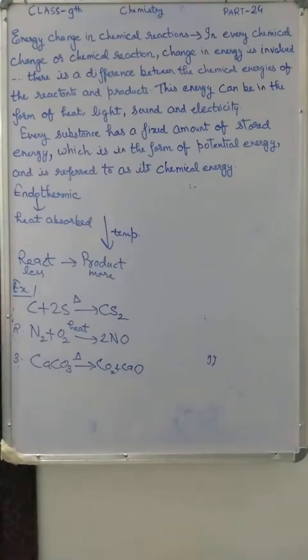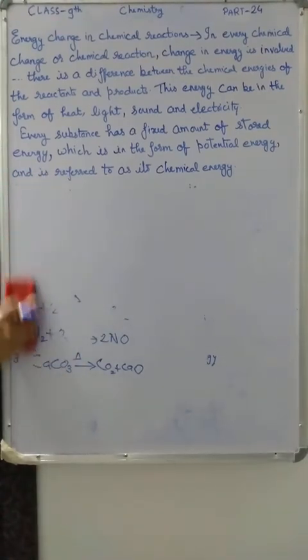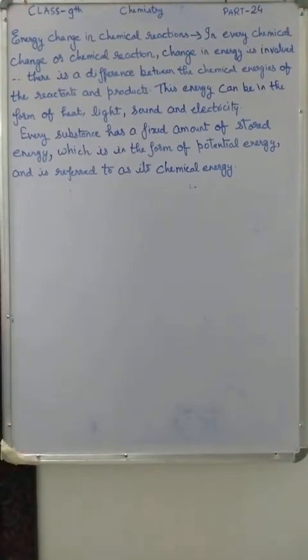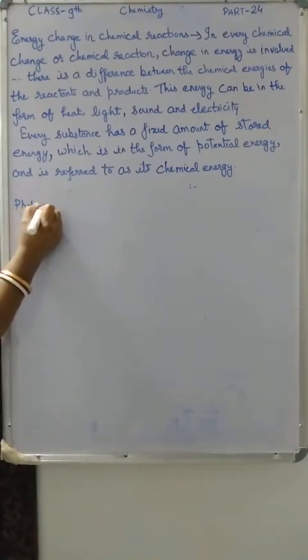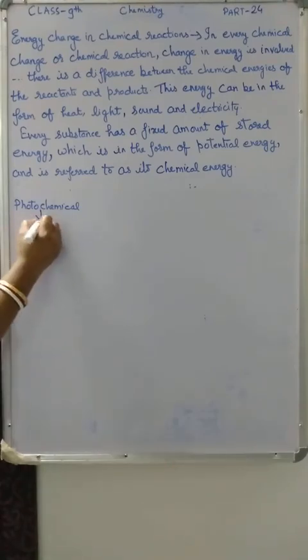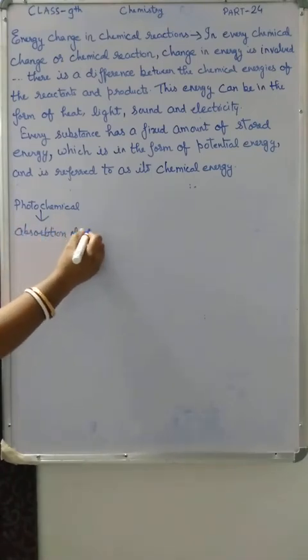Now two more terms are there: photochemical reaction and electrochemical reaction. In my previous video I explained these two terms. So what do you mean by photochemical reaction? Photochemical reaction is a reaction that occurs with absorption of light. In the photochemical reaction, absorption of light is going on.